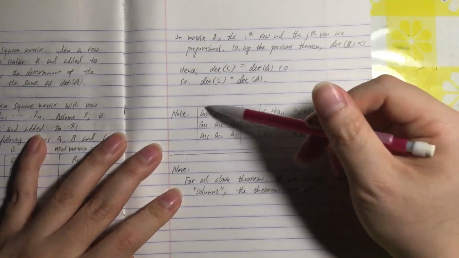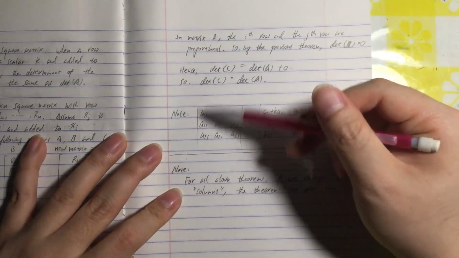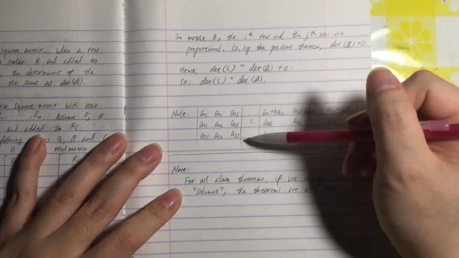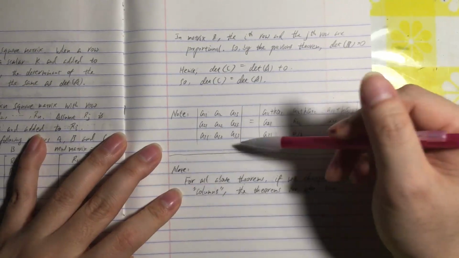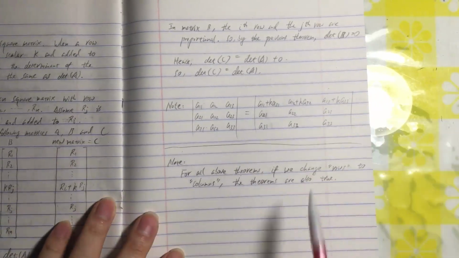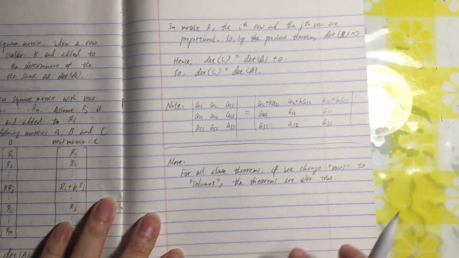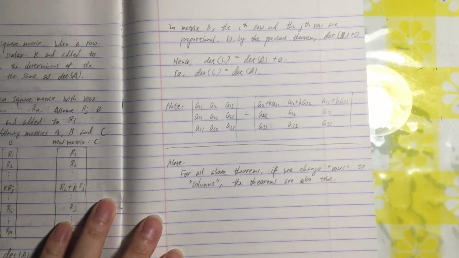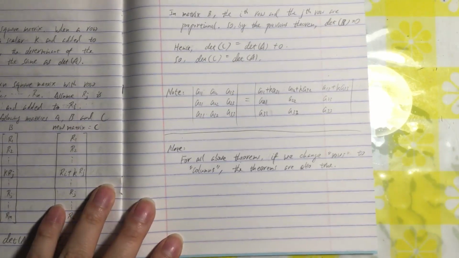So if I multiply a column by a constant and add it to a different column, the determinant of the matrix stays the same. So for all the above theorems, if I change rows to columns, the theorems are also true. The proofs are very, very similar.